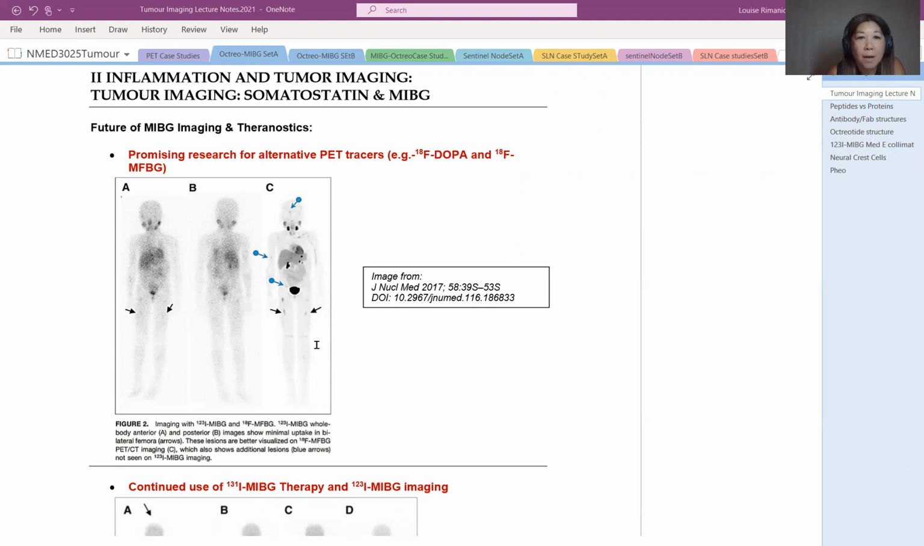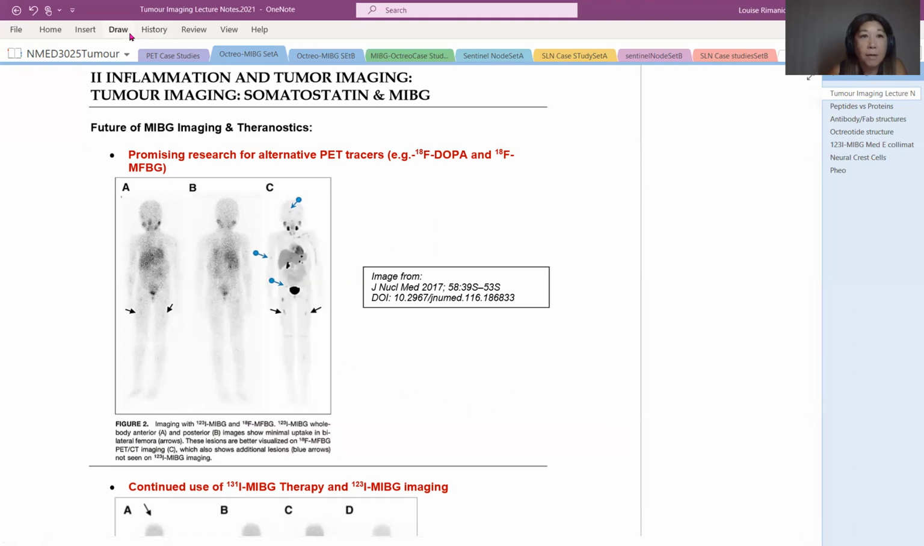this patient. So we may be replacing, just as PET replaced standard MIBG, FDG PET, and F-DOPA PET, perhaps. FMFBG is the future of, I guess we can't really call it MIBG imaging, but neuroendocrine imaging.